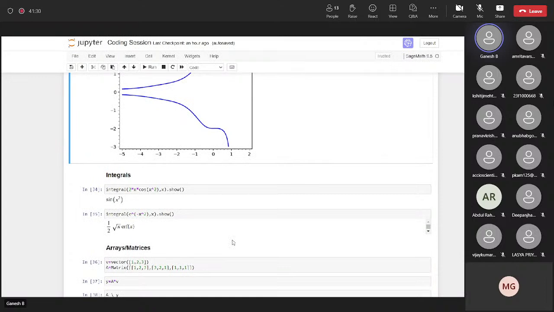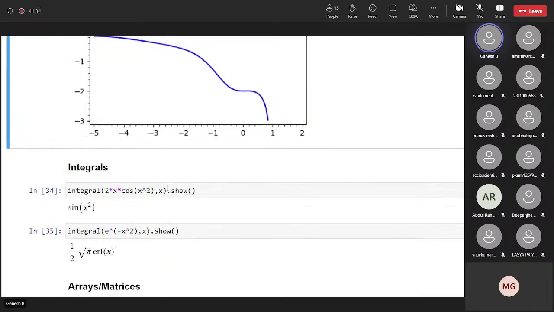And again, just like derivatives, you have integrals as well. So the integral of, say, 2x cos of x square with respect to x. That's how this function is used. You pass the integrand as the first parameter and the variable that you're integrating with respect to as the second. And when I show the output, it just shows you sine of x square.